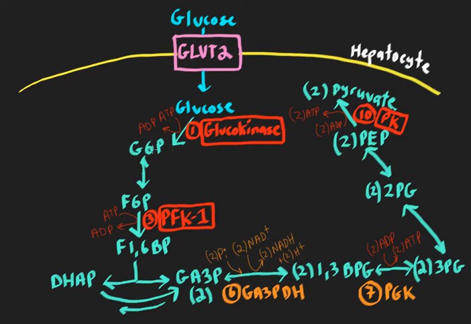Now, we just have glycolysis shown here, but I want to remind you that glucose 6-phosphate under these conditions can go off to make glycogen, right? And also can undergo the pentose phosphate shunt to make NADPH, which you recall you need to make fatty acids and cholesterol. Okay?